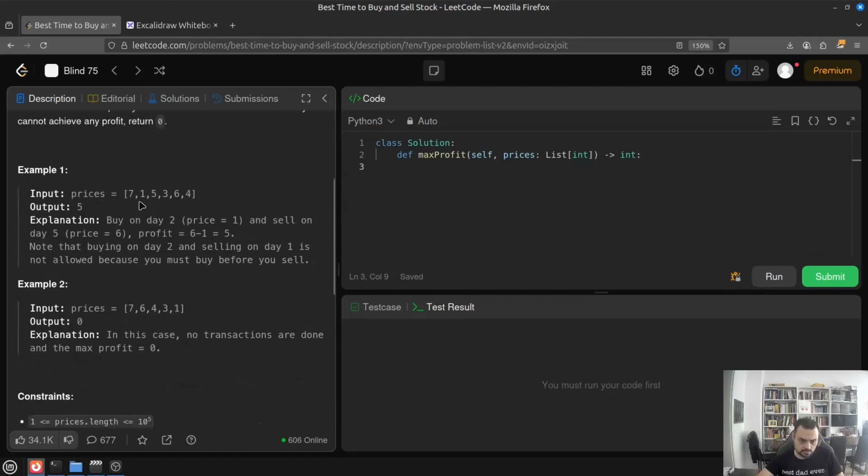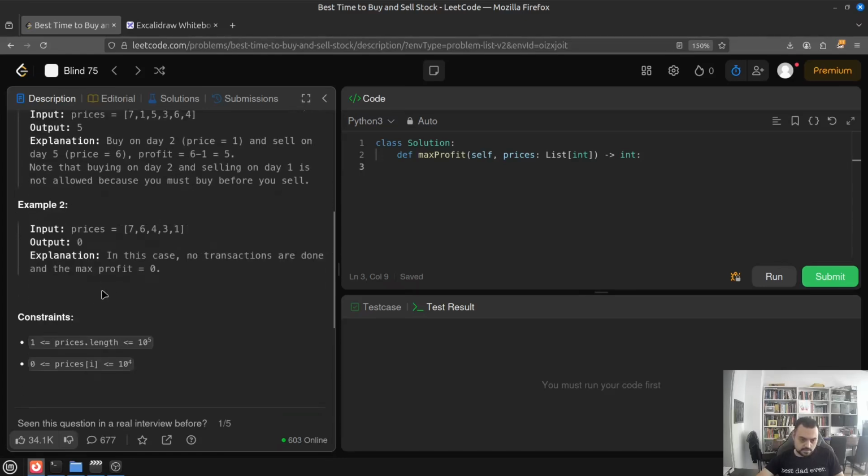And those are the input prices 7, 1, 5, 3, 6, and 4. And here they say that we can buy on day 2 when the price is 1 and sell on day 5 when the price is 6. Yeah, so here the price is low, price is high, 6 minus 1 is 5.